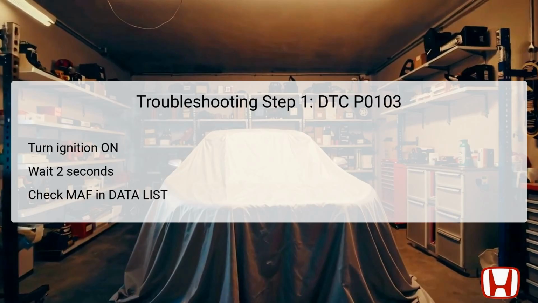Begin the troubleshooting process by turning the ignition switch to the on position, also known as I. Once the ignition is on, wait for approximately 2 seconds to allow the vehicle's systems to initialize. Next, check the MAF sensor data in the data list using the Honda Diagnostic System HDS tool. You're specifically looking for a value close to 202 grams per second, or a voltage reading of 4.89 volts or higher from the MAF sensor.